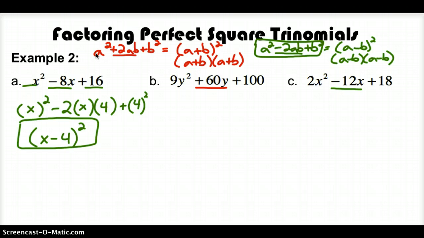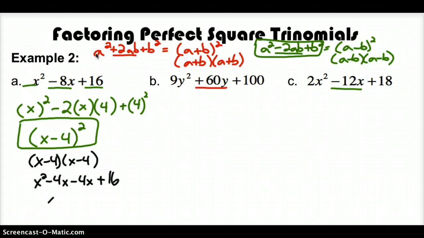Now we can check our work by FOILing x minus 4 times x minus 4. Our first times first gives us x squared, our outside gives us negative 4x, our insides give us negative 4x, and last times last gives us a positive 16. When we combine like terms, it matches what we had in the original problem, so we know that we're correct. Let's now take a look at our next problem.